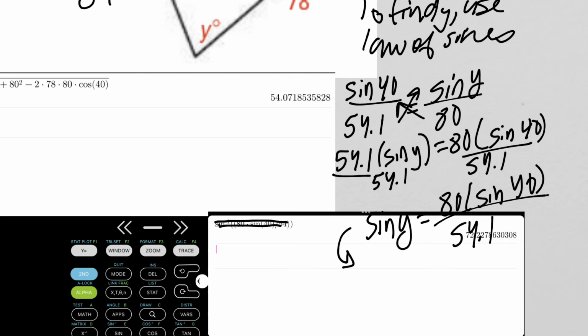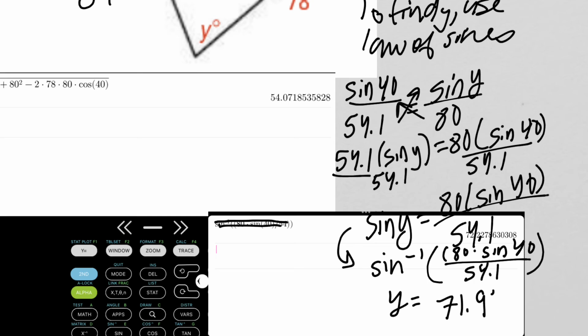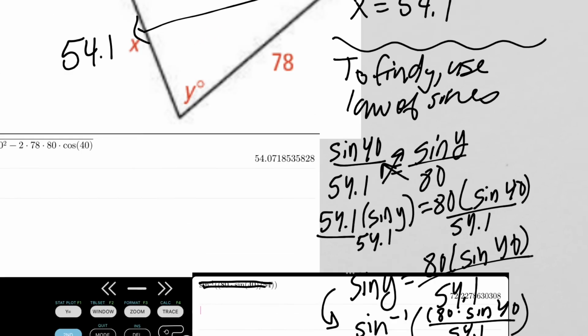Again, you have to remember that this means to find an angle. So in my calculator, I'm actually doing sine to the -1, and then in parentheses, I have 80 times sine 40, all divided by the 54.1. Okay, in the calculator, I get it to be 71.9 degrees for angle Y.